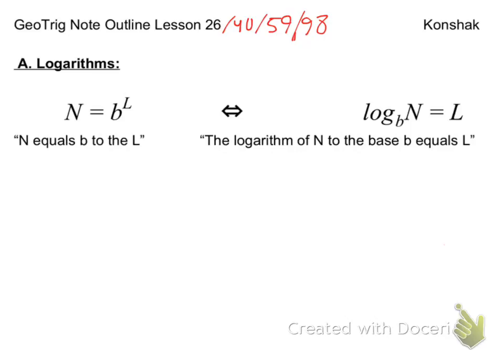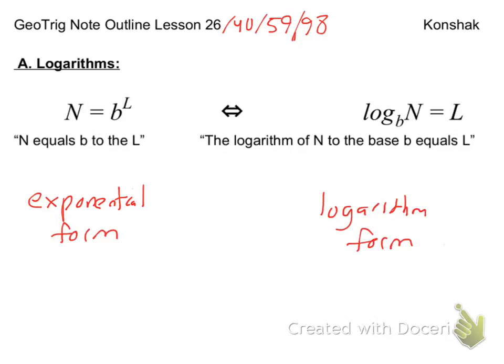Okay? And I see that we lost the words on this one. And so this one, n equals b to the L, is our exponential form. And the other one, log base b of n equals L, is our logarithm form. These guys are interchangeable. That's why it has a double-headed arrow there. They can both mean the same thing.